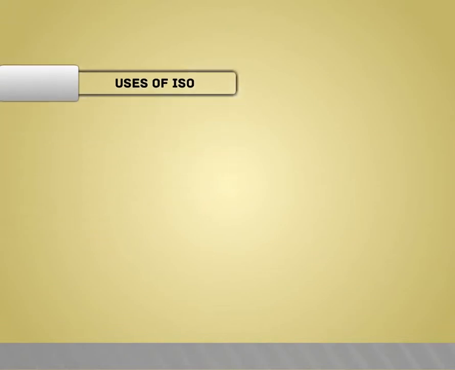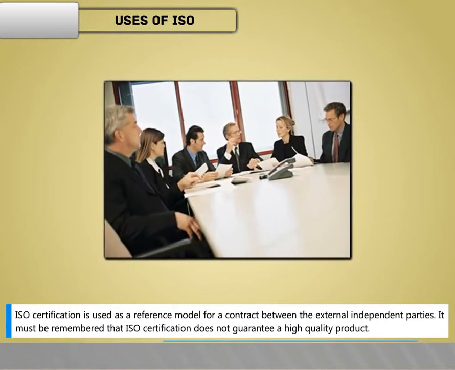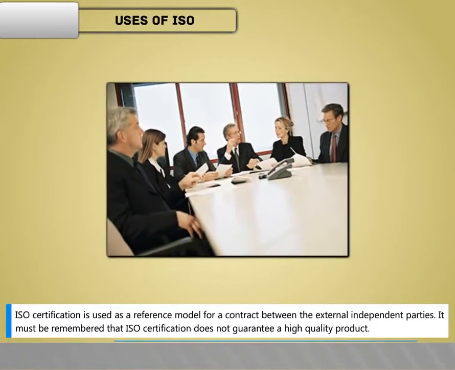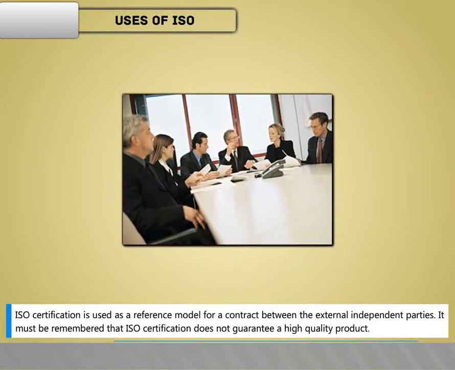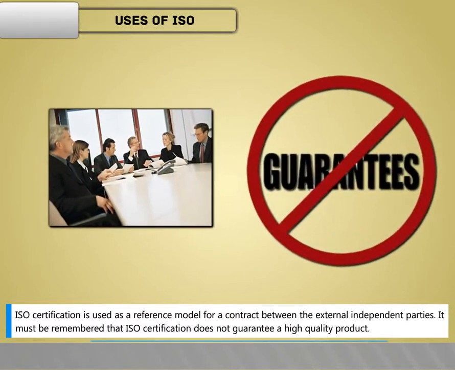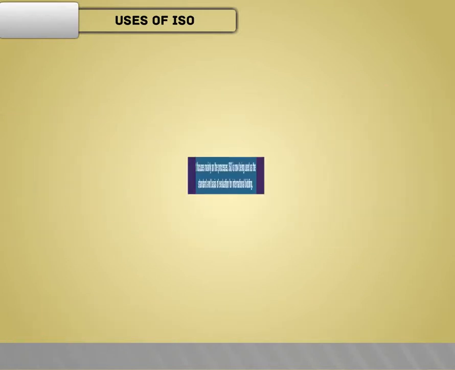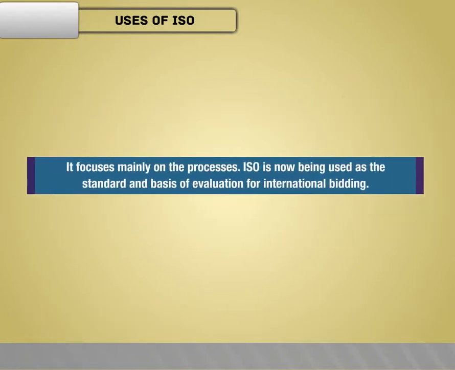Uses of ISO. ISO certification is used as a reference model for a contract between the external independent parties. It must be remembered that ISO certification does not guarantee a high-quality product. It focuses mainly on the processes. ISO is now being used as a standard and basis of evaluation for international bidding.